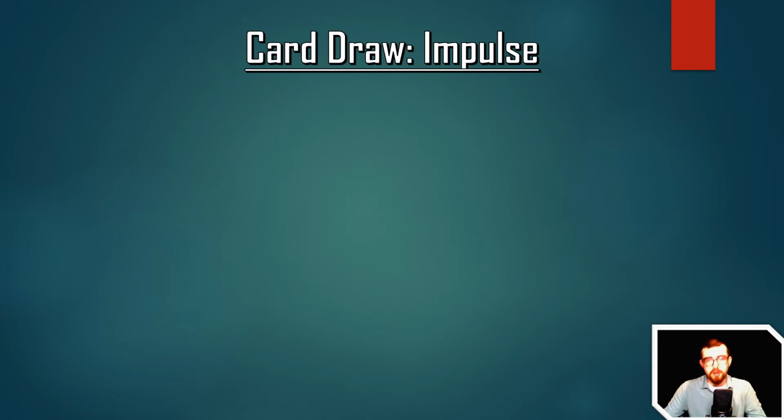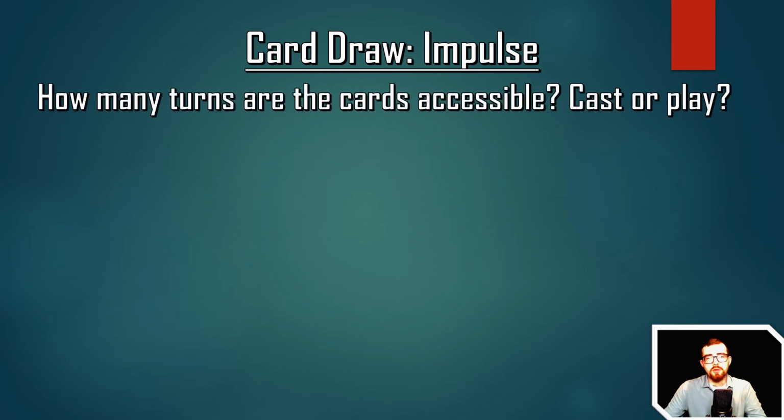Next, let's talk about Impulse card draw. It is the card draw that's going to let you look at the top of your library and have a certain amount of time to access and play those cards. So the questions we have to ask are: how many turns are the cards accessible for? And are they cast or play? There are certain cards that will say cast, which means you can't get lands off of them. The play ones you can get lands off of, and that's the difference there.